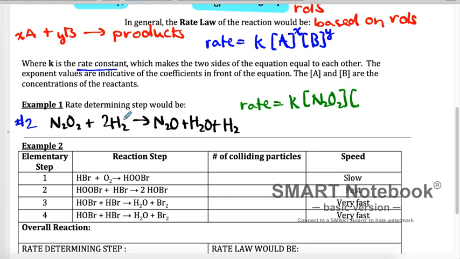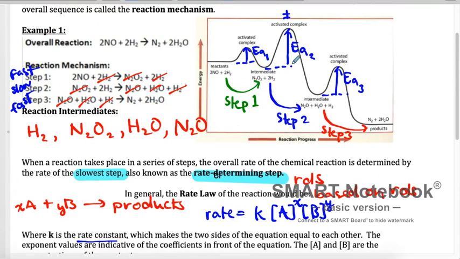And then our second reactant here is hydrogen, H2. It definitely has a coefficient, so it will have an exponent. It's H2 squared. So this is the rate law equation for example 1, and here is the rate determining step because it is the slowest step. It has to overcome the greatest activation energy barrier, and therefore it is the longest pathway.